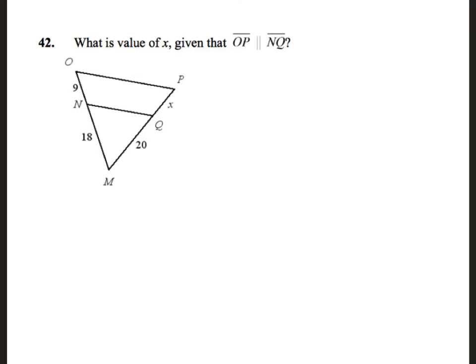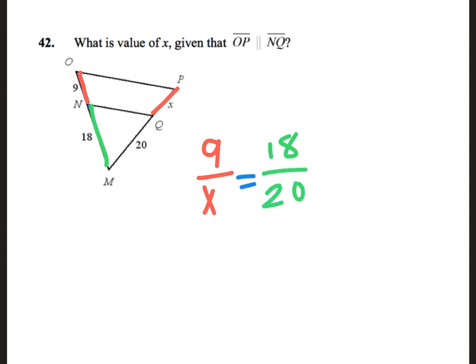42, it says, what's the value of x, given that OP is parallel to NQ. For this one, what I'm going to do is set up a proportion. I want to do 9 over x, because those two are in the same spot, equals 18 over 20. Again, notice the fractions that are together are in the same spots. The numbers on the top are from the same side. The numbers on the bottom are from the same side.